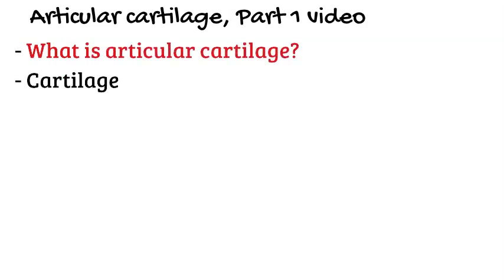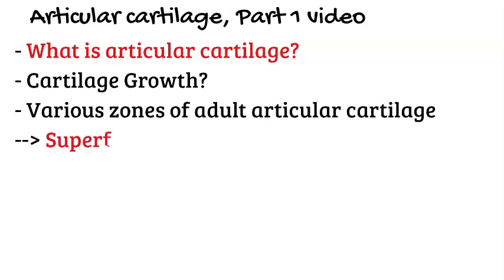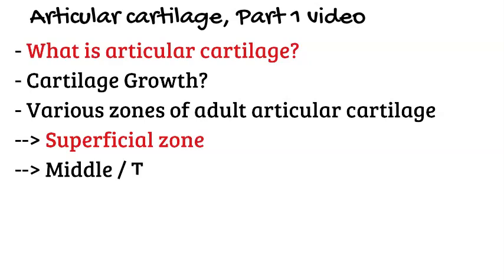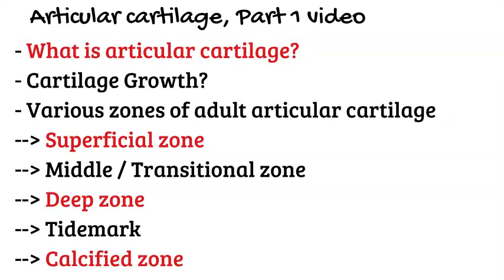Started off with what is articular cartilage, cartilage growth, various zones of adult articular cartilage, include superficial zone, middle or transitional zone, deep zone, Tidemark and calcified zone. Now let's get started.